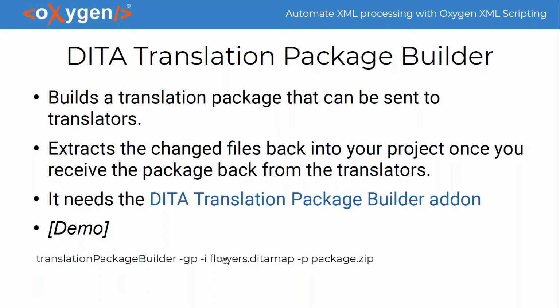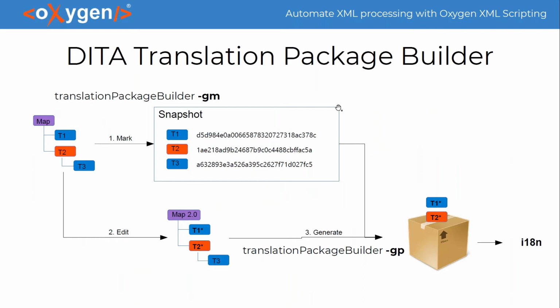Before showing some examples, this is how the translation package builder works. At the first step, when your English map and your French map are all synchronized, you use the script to generate a milestone using this generate milestone flag. And this milestone will have all these hash codes for each of the topics referred in the map.